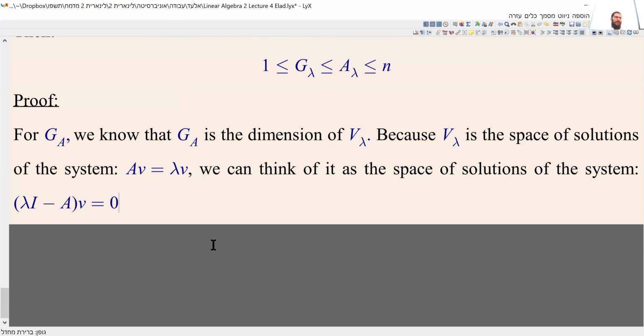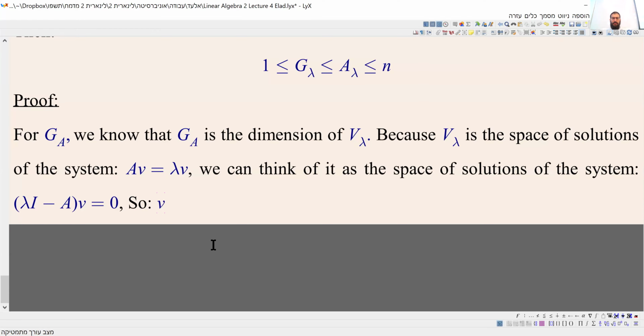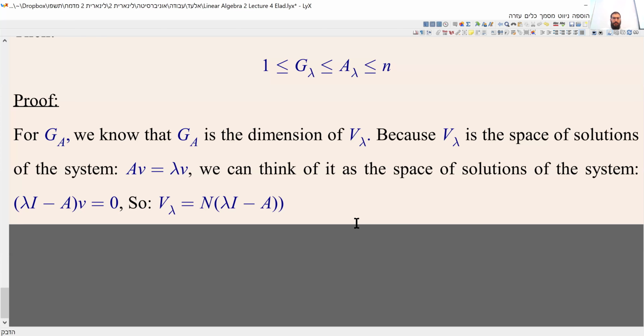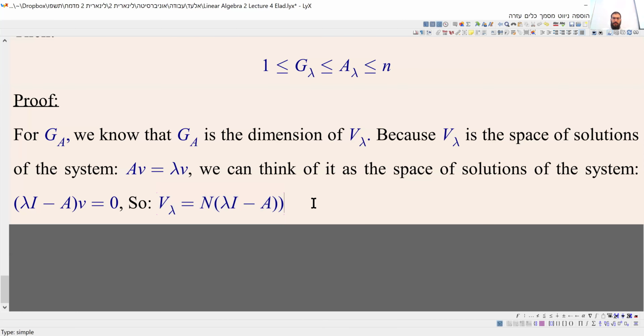And we have a special notation for such spaces. The space of all the vectors that multiplied by a matrix gives us 0. We called it the null space. We denoted it with N. I guess you saw it in your last course. So we can say that V lambda is the null space of the matrix lambda I minus A.